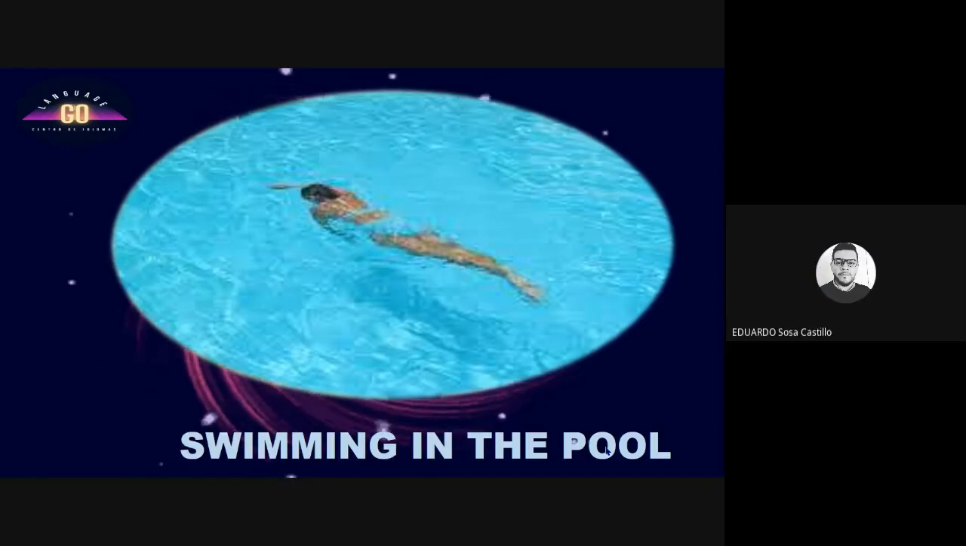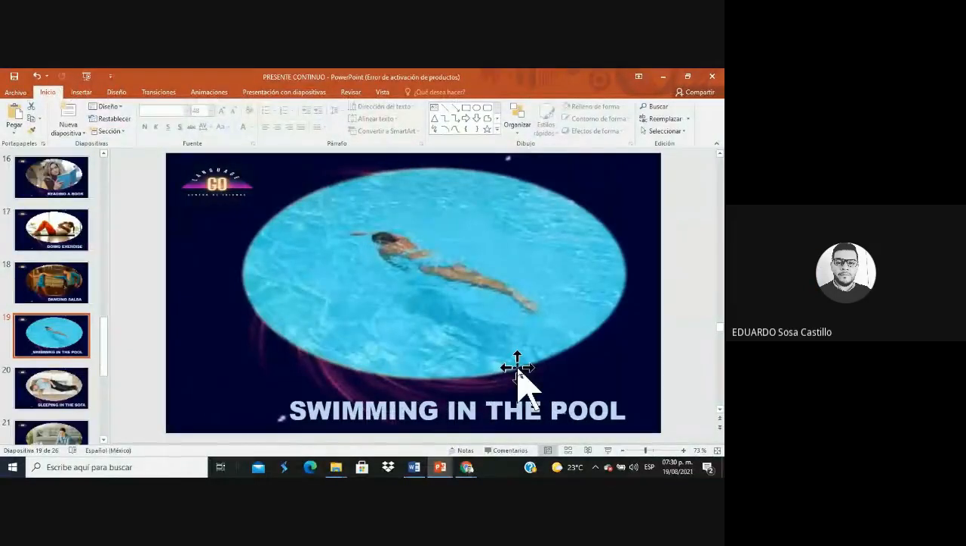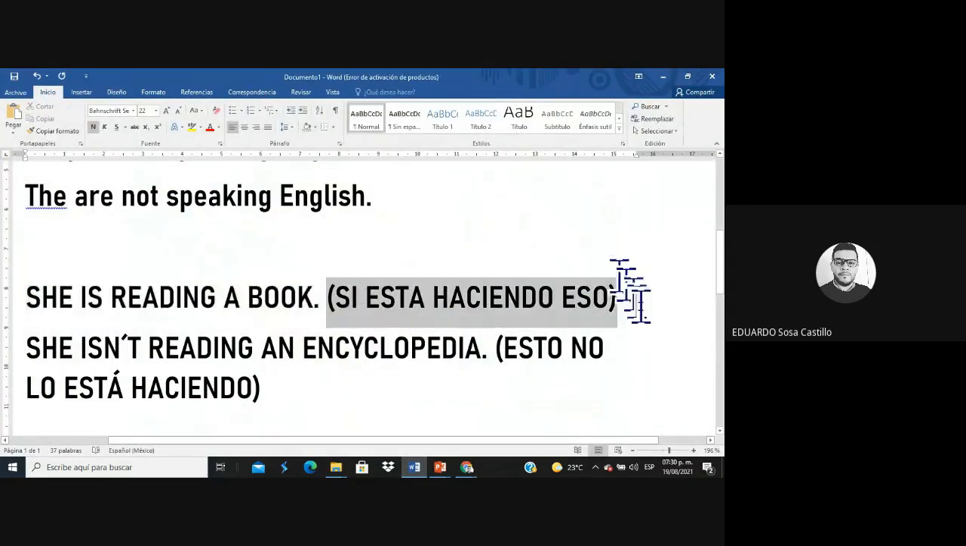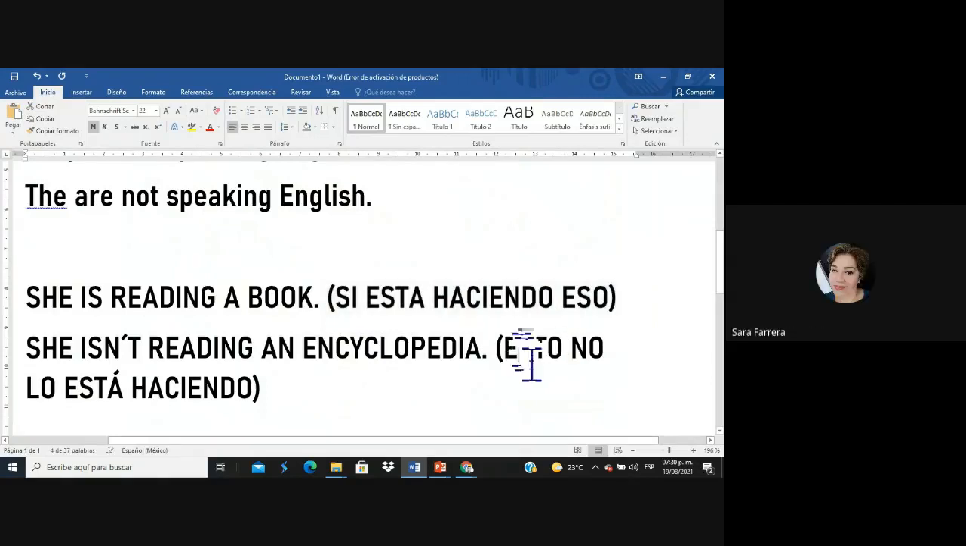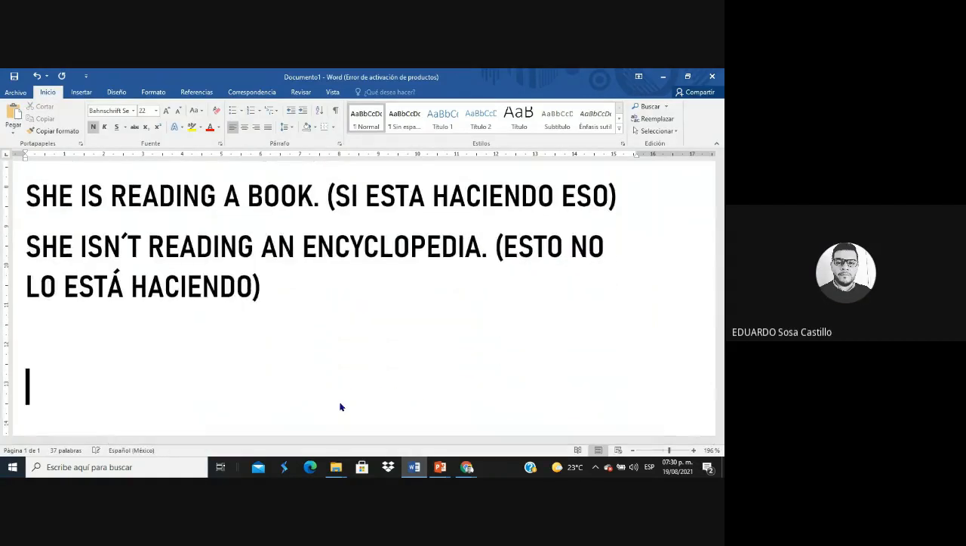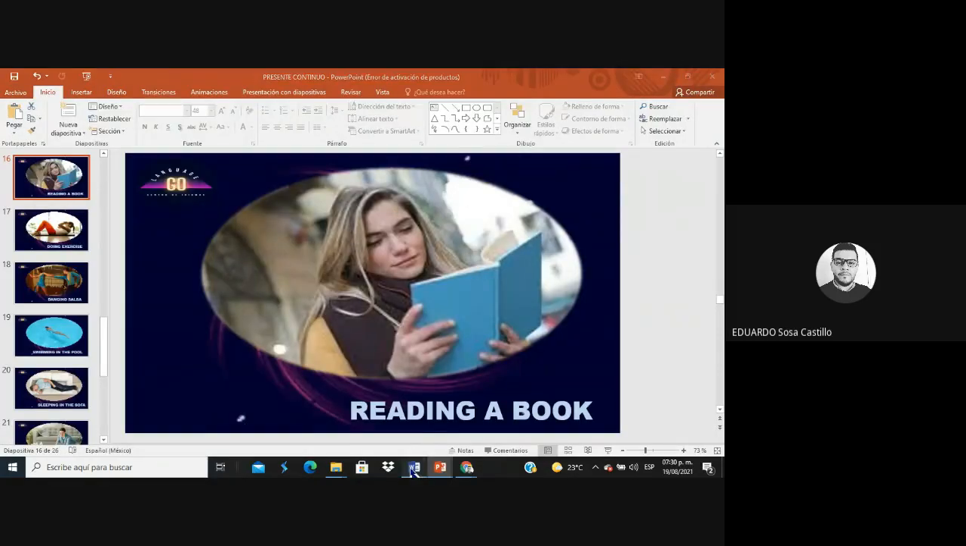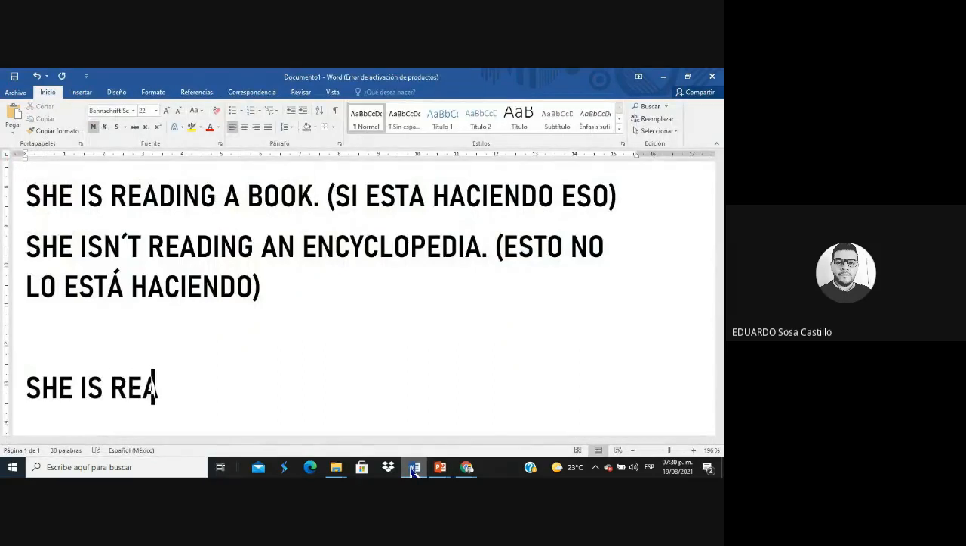She is swimming in the pool. Negación. Okay, Sarah, let me explain you very quickly. Okay, Sarah, look at this. We have here the picture about the girl reading a book. Yes or not? Yes. Okay, but you have to tell me this, yes, Sarah, the thing that she's not doing. For example, look at the picture. We have here the girl reading a book. So you can tell me she is reading a book.